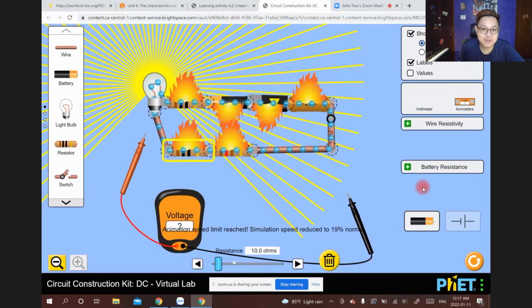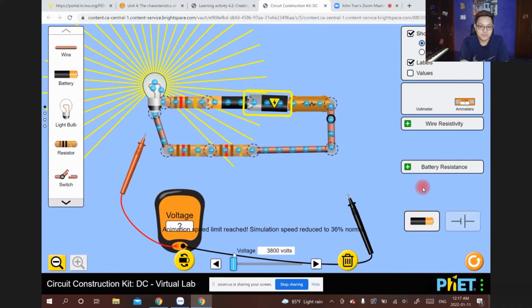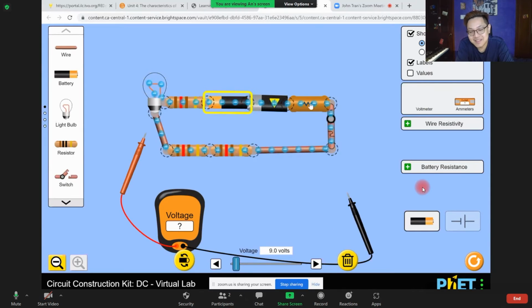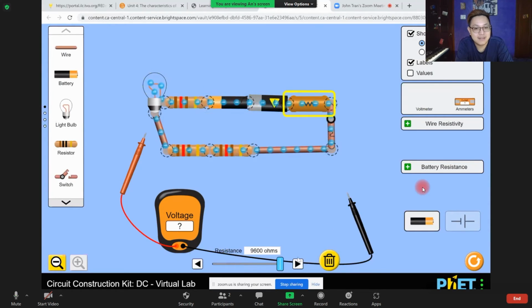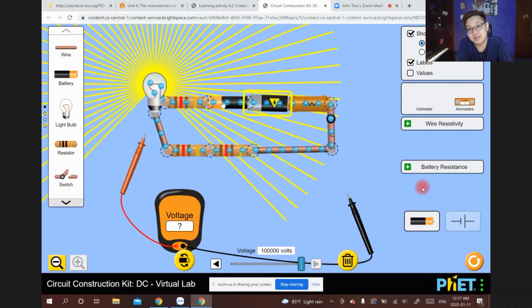It burned because you have so many batteries now. Do you know why? What does resistance mean? If the voltage is too high, of course it burns. The resistance is basically the ability to resist the flow of electrons.